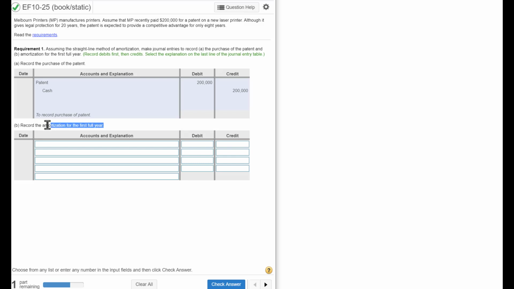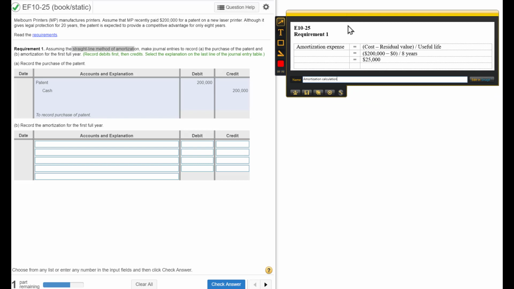Now it's a year later. Does this patent still have a value of $200,000? No, it's only going to be used for 8 years. So we have to take this $200,000 and slowly lower its value over those 8 years. We use the 8 years and not the 20 years because the competitive advantage, in other words, the useful life of the asset, is only 8 years. So we're going to use straight line amortization, and we're using straight line because it tells us right here.